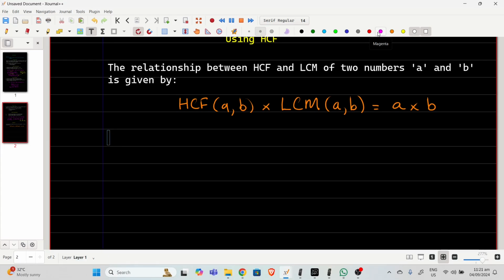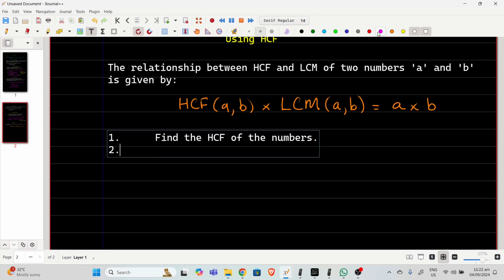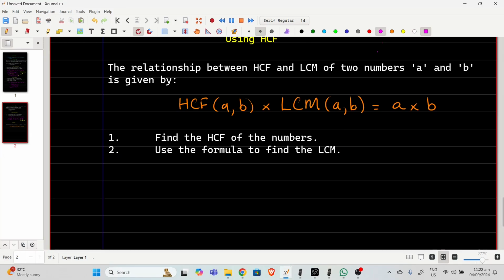First things first, we find the HCF of the numbers. And the second thing that we do is use the formula to find the LCM. Let's say, for example, again, as I said, 18 and 24. Find the LCM.